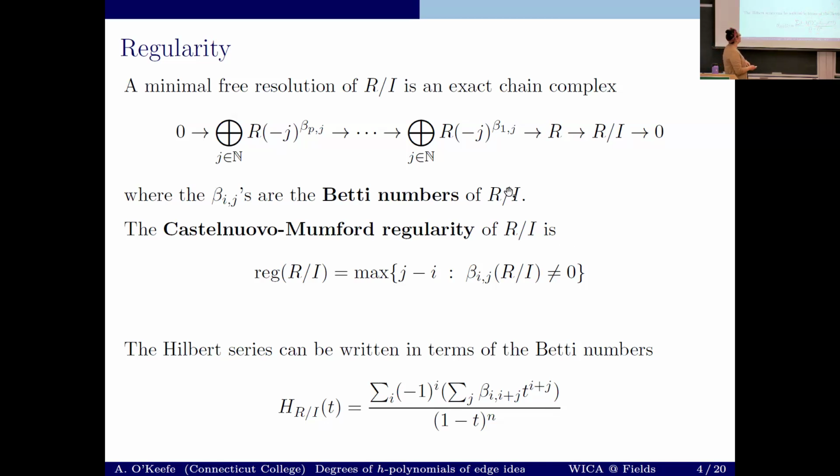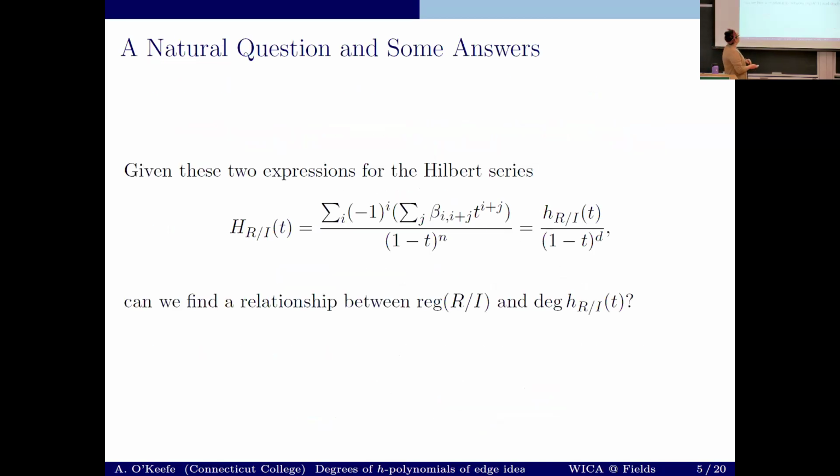So a natural question here is: we have this expression where we can read all sorts of invariants from the minimal free resolution, regularity, projective dimension, et cetera. And then we also have this reduced expression with the h-polynomial and the degree. Can we find a relationship between these 2 things? I'm just choosing regularity because that's what's done in the literature and what we looked at.